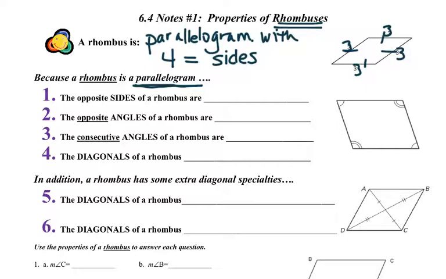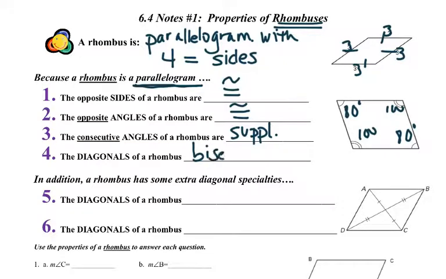Because it's a parallelogram, the opposite sides are congruent. Obviously, because all the sides are congruent. The opposite angles are congruent. So maybe we'll do like a 100, 100 for there. The consecutive angles are supplementary. So if I subtract from 180, I would get like 80, 80. And the diagonals would still bisect each other. So I didn't draw that in. I guess I could draw it in. You don't have to draw it in, but if I drew it in, it would look something like that, like you see in the next picture.